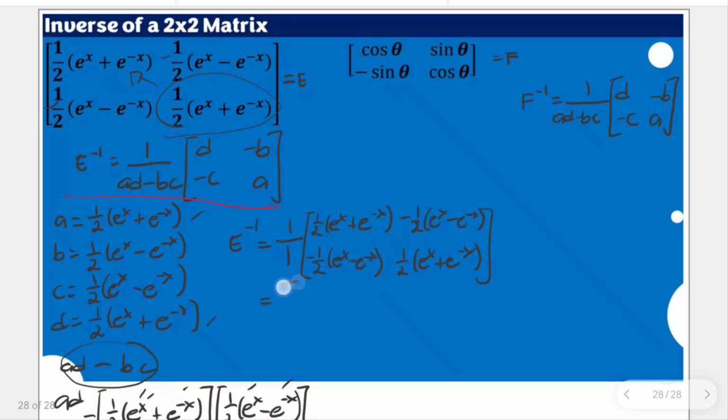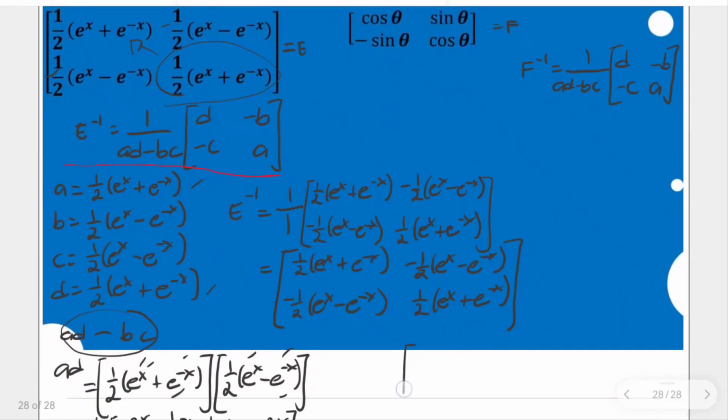Of course, finally, 1/2 e to the x plus e to the negative x, negative 1/2 e to the x minus e to the negative x, negative 1/2 e to the x minus e to the negative x, and then 1/2 e to the x plus e to the negative x. This is for the first matrix. Now for the second, since the spaces are no longer available, let me copy it here: cosine theta, sine theta, negative sine theta, cosine theta.